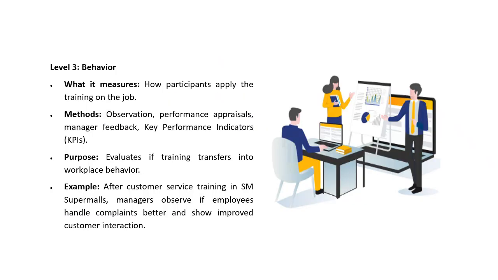The third level is behavior. This measures how participants apply the training on the job. The methods being used are observation, performance appraisals, manager feedback, and key performance indicators or KPIs, the purpose of which evaluates if training transfers into workplace behavior. To cite an example, after customer service training in SM Supermalls, managers observe if employees handle complaints better and show improved customer interaction.